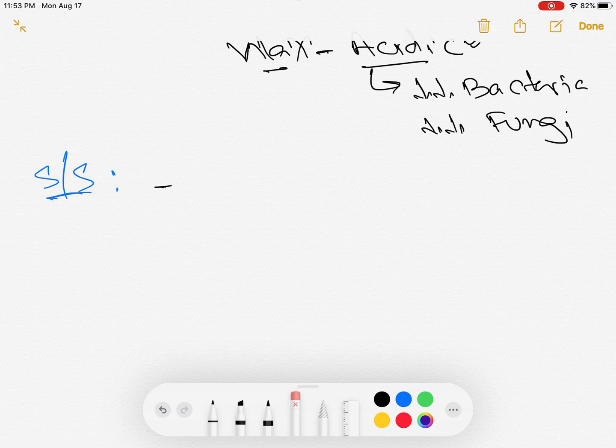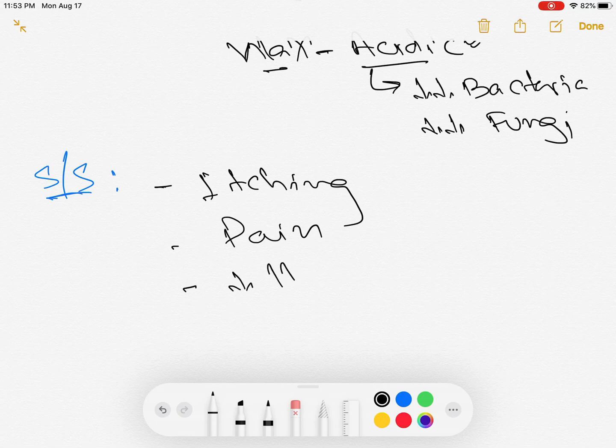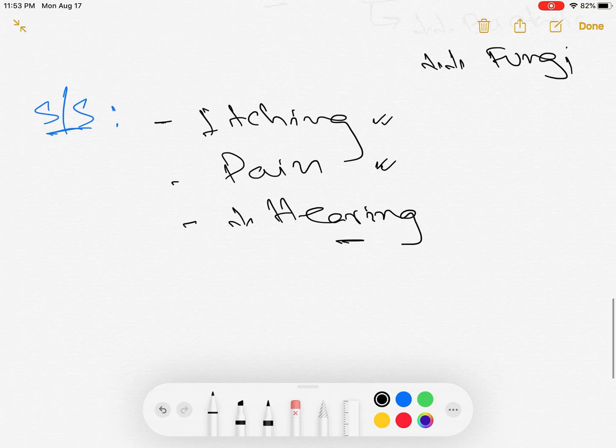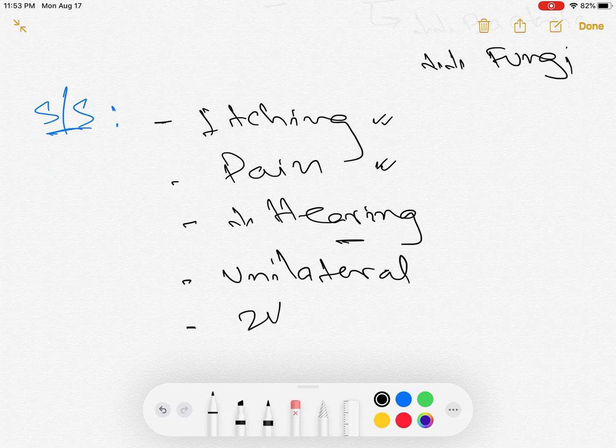Let's say my spelling is here. Itching, pain, and decrease in hearing. These three are the most classic presentation of the patient. They have a lot of itching, very intense pain, and usually decrease in hearing. Also, most commonly, this is unilateral. I mean, you can get it in both ears, but usually in one ear, and it usually develops within a course of like 24 to 48 hours. So quick onset. These are some of the classic presentations of the patient.